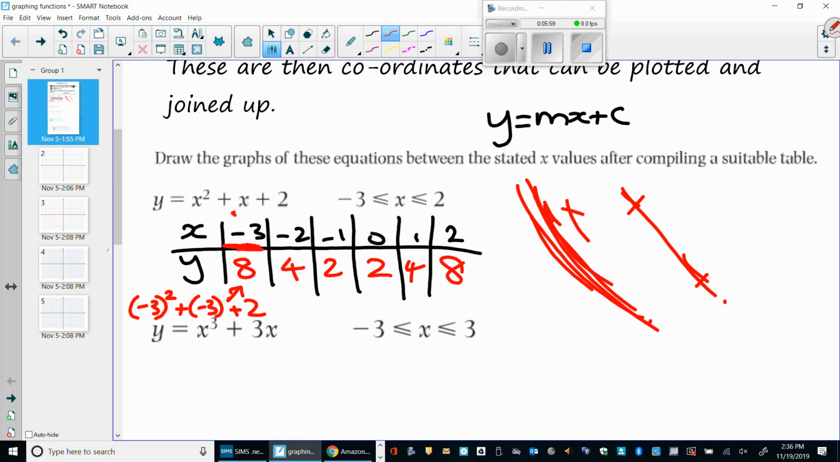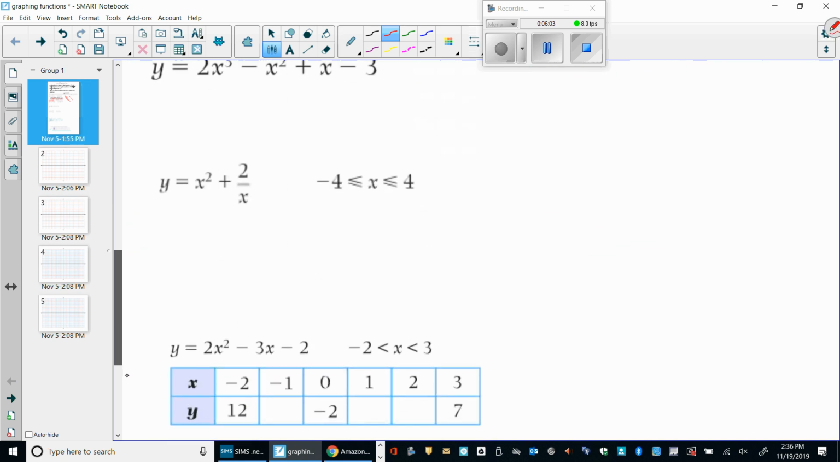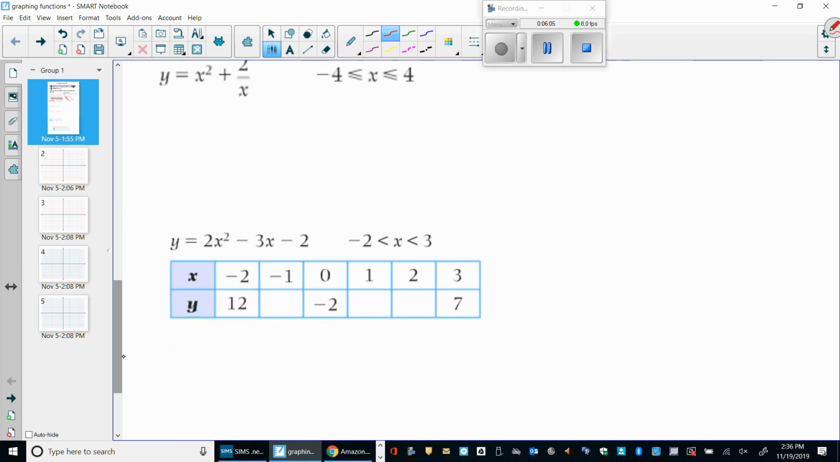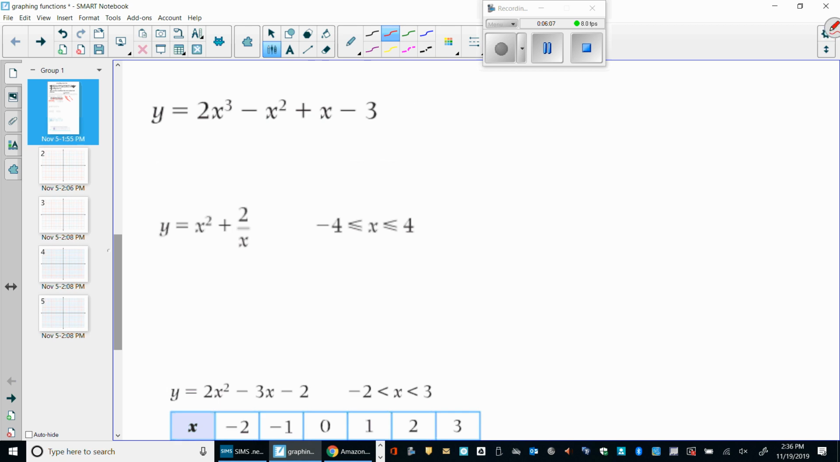Alright, so I'm going to leave you time to fill in little tables for these ones and draw those graphs. I'm hoping it's not going to take you more than like 20 minutes.